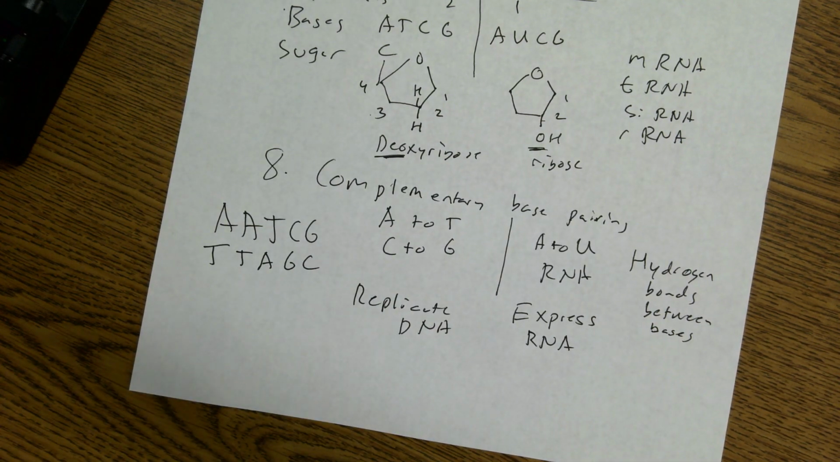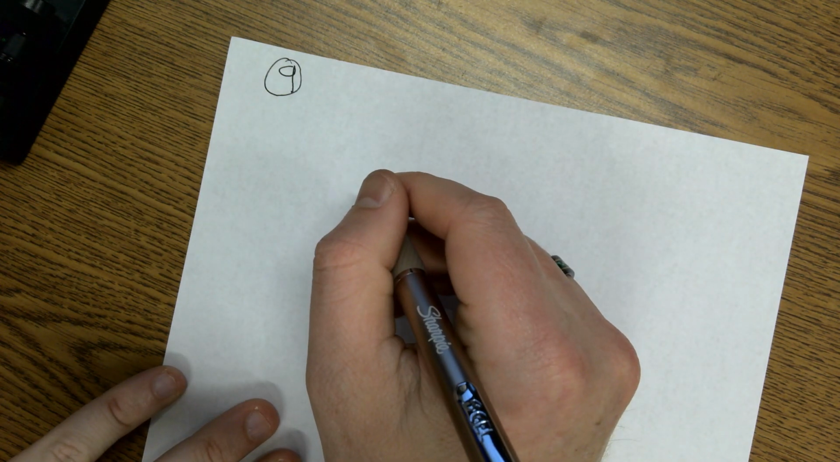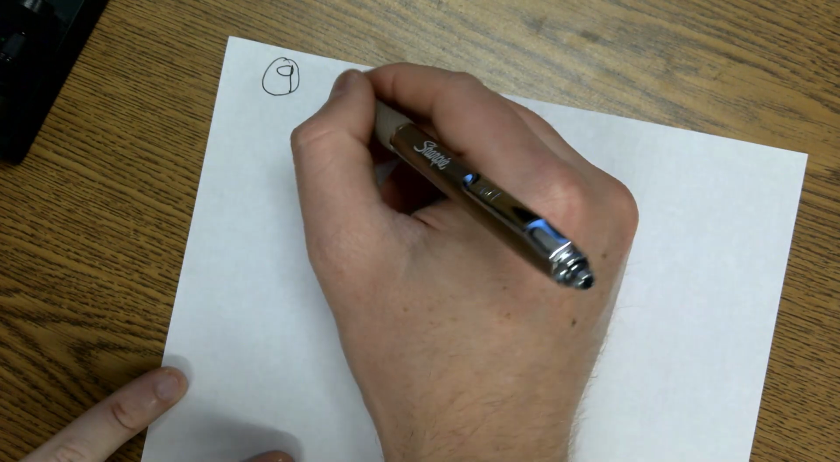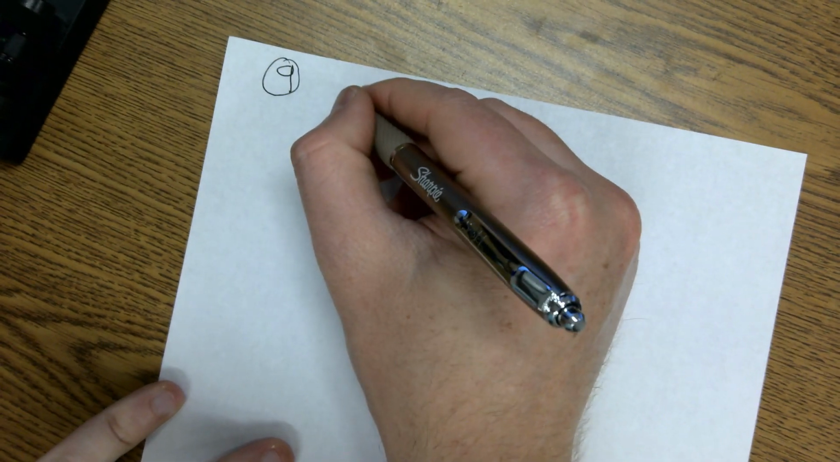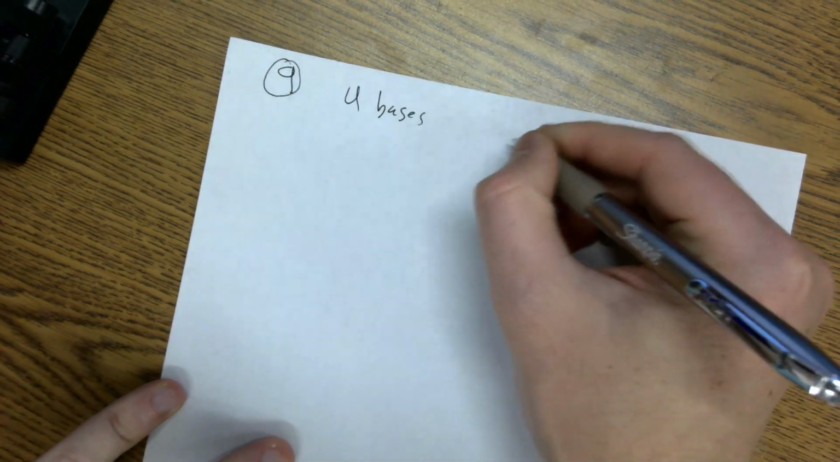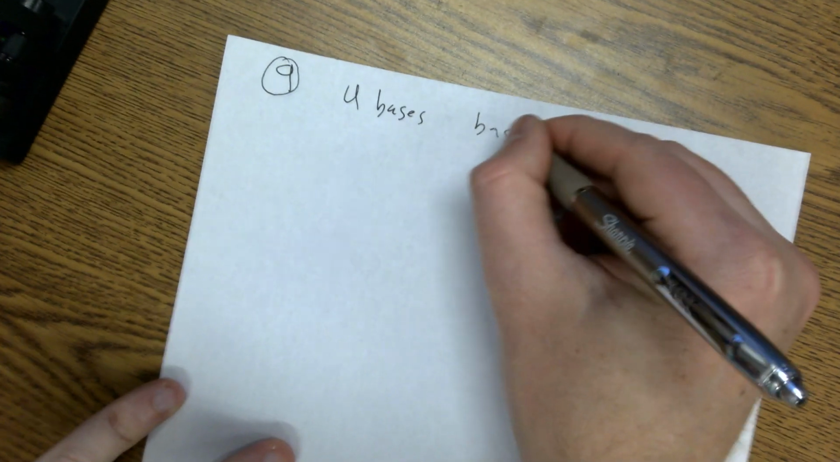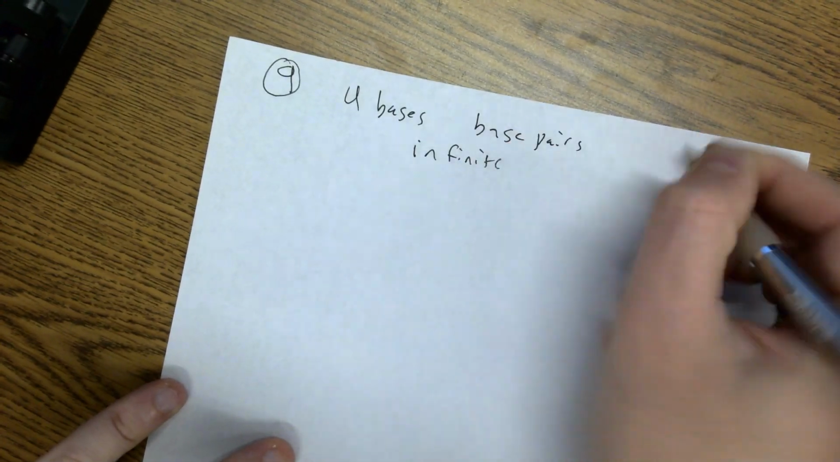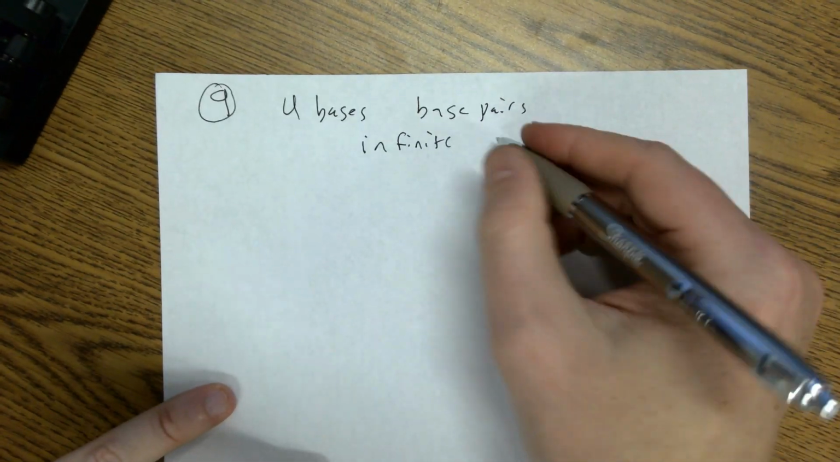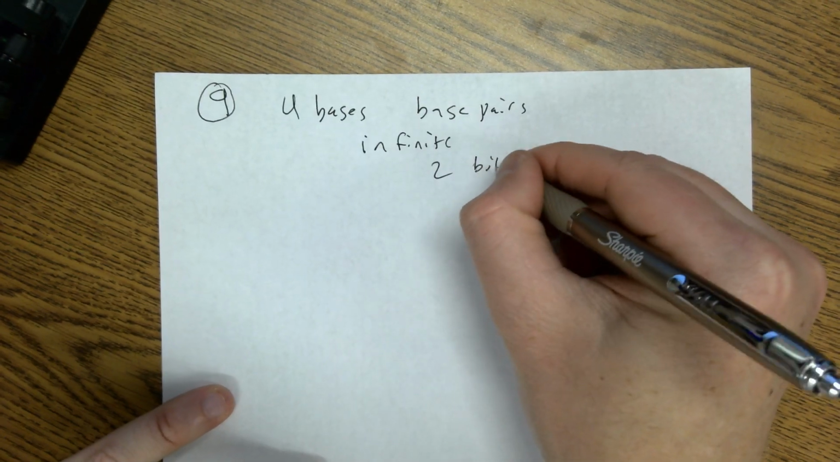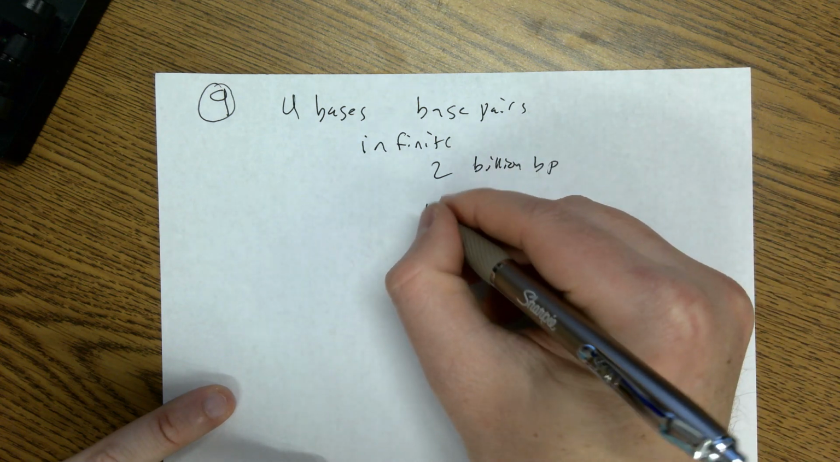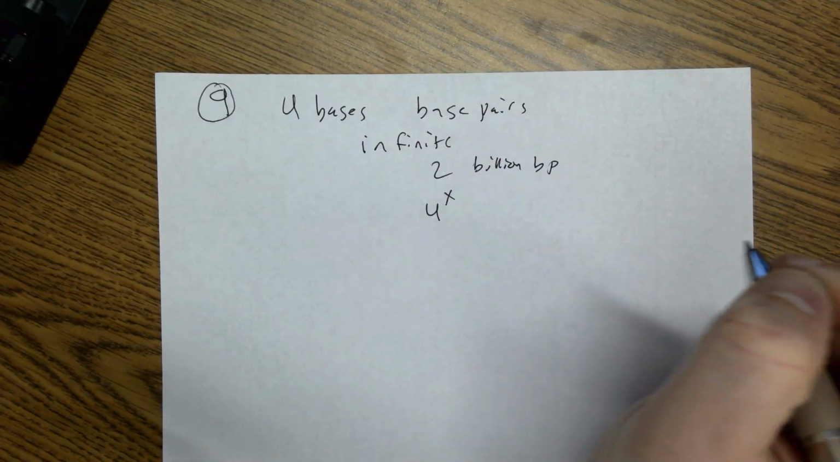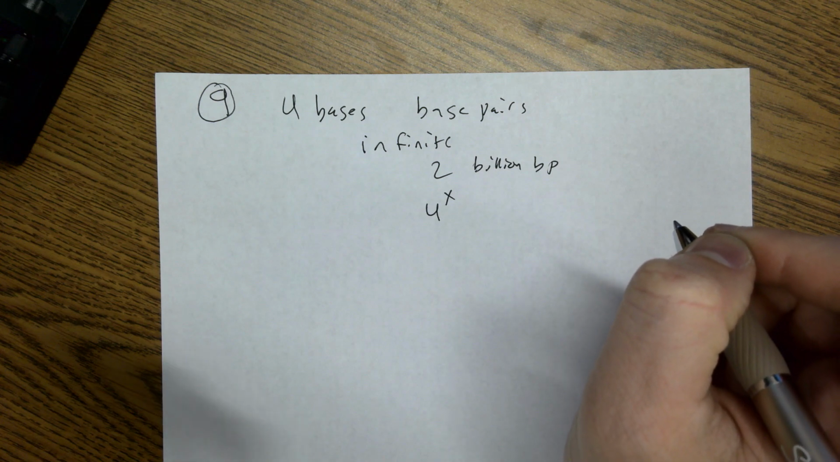For standard 9, this is just one of those ones that are like, hey, know this. It's basically saying that because there are 4 bases and you have so many base pairs, you have basically an infinite number of combinations that you can make. Humans have roughly 2 billion base pairs, which means if it's like 4 to the x and x is 2 billion, you can see that that is a lot of different combinations that you can get.